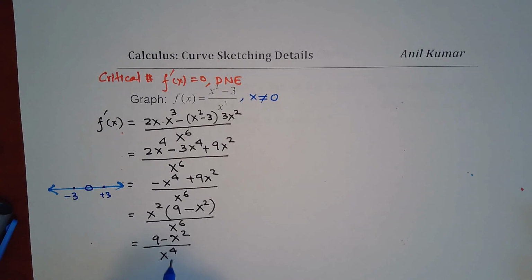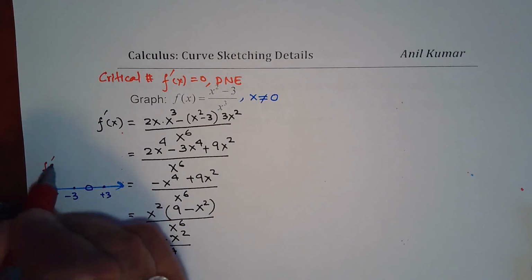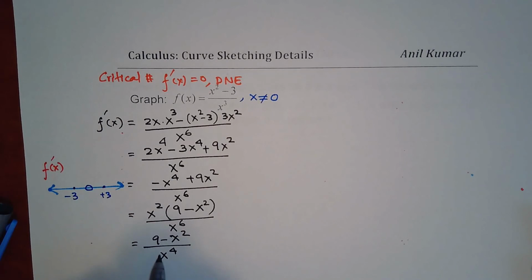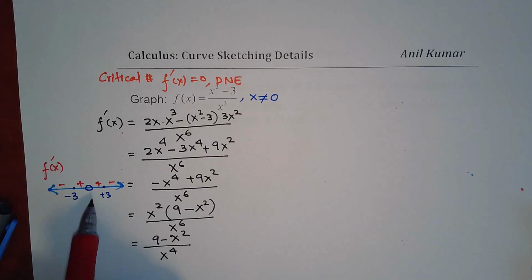Now, denominator is always positive, correct? However, as far as the numerator is concerned, we are trying to analyze the first derivative here. If I take a test value which is close to 0, we do get a positive value. Is that clear? So we get a positive value for any x in the interval -3 to 0. If I take a value of x greater than 3, minus x square will be more negative and we get a negative result. So on this side we'll get a negative result.